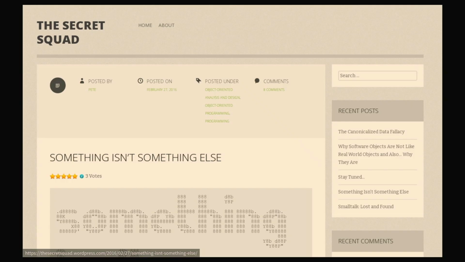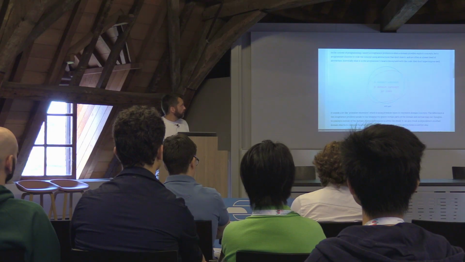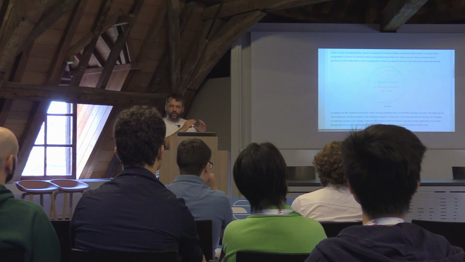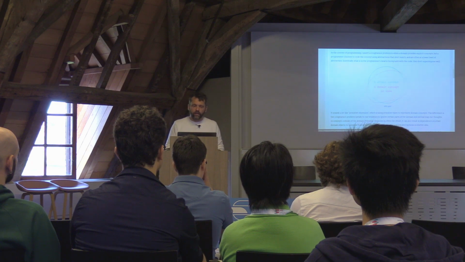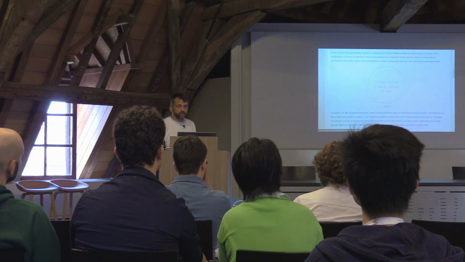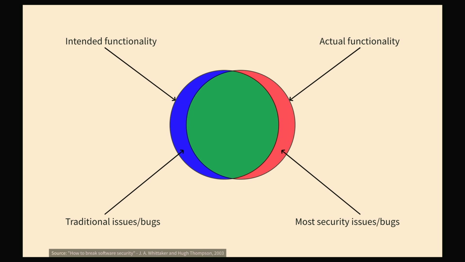And there's another blog post as well from the Secret Squad, and the blog post is called Something Isn't Something Else. And if we scroll down a bit, we'll find this thing. So we have a concept that we've tried to implement, and we have an idea of how it worked, but in the code it's not quite overlapping with what we thought. There's some overlap, but there's also these things outside. So what's going on? And I found a similar interpretation of this from a book from 2003. And this is from a book called How to Break Software Security by Whitaker and Thompson, so you have the intended functionality on the left, and then you have the actual functionality on the right.